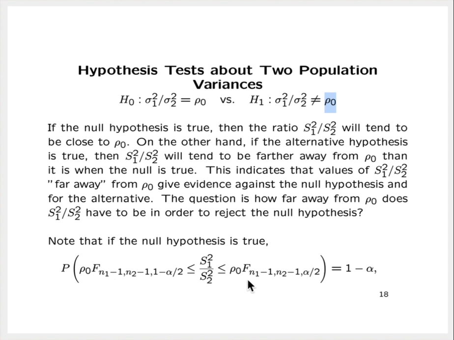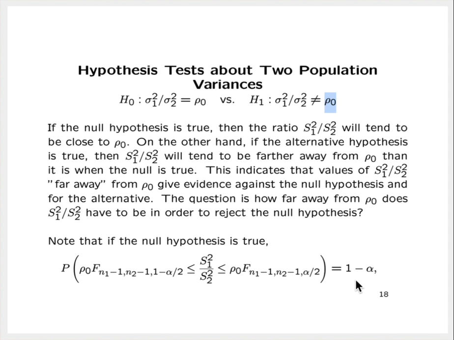And the quantity on the right-hand side here, inside parentheses, is the alpha over 2 upper percentage point of this F distribution. Based on the definition of these quantities, we know that if the null hypothesis is true, the probability of observing a value of the ratio of the sample variances between these 2 points is 1 minus alpha.